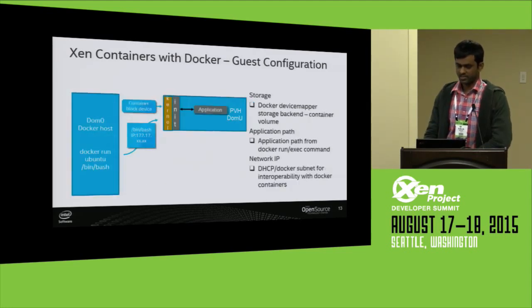So the three important things we need to configure the guest with are, first, storage: we have to pass the Docker device mapper container volume. Second, we need to pass the information about the entry point for the Docker container, what it wants to run. For example, if the user runs Docker Ubuntu and says run bash, we have to pass that information to the guest so that when it launches the application, it launches with that as the entry point. And third, we have to pass the network IP. For example, Docker has its own subnet with its own IPs, so we can pass that information as well to the guest.